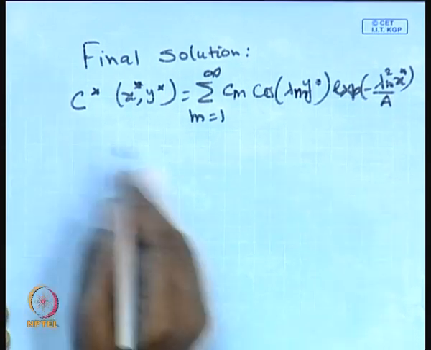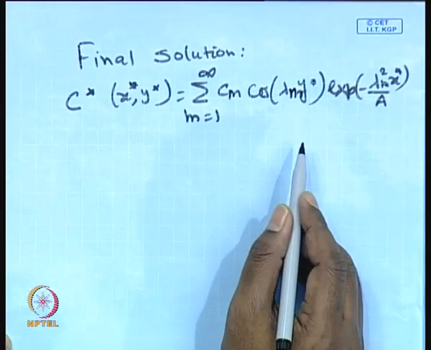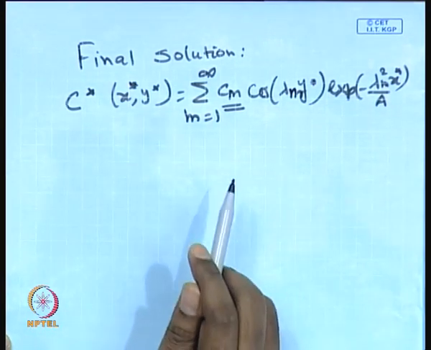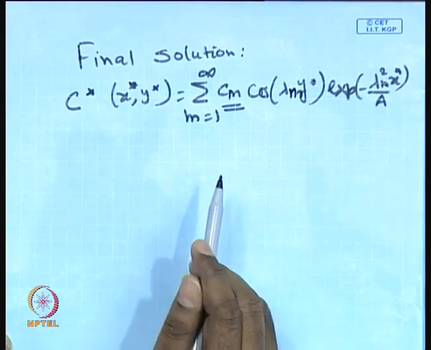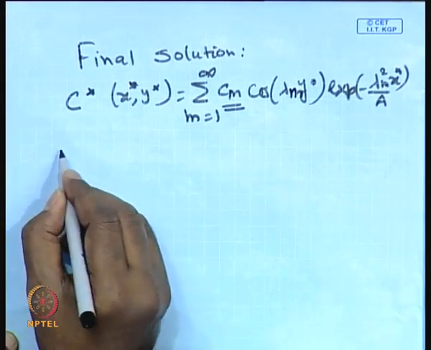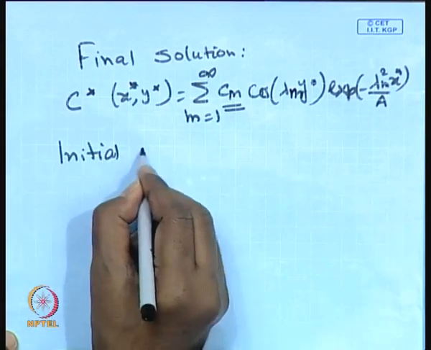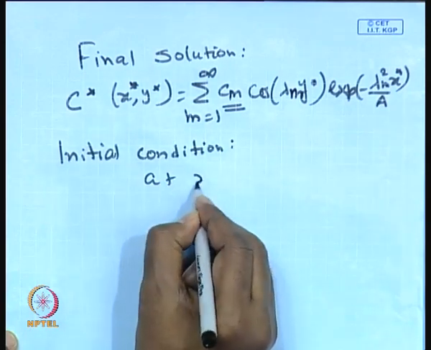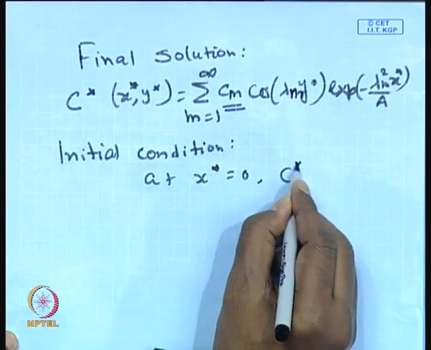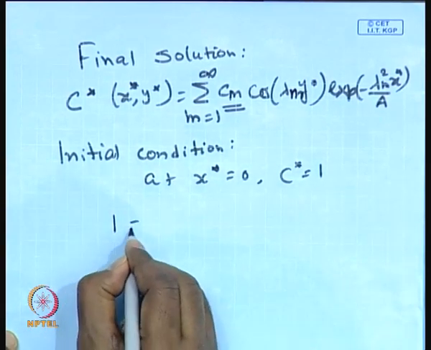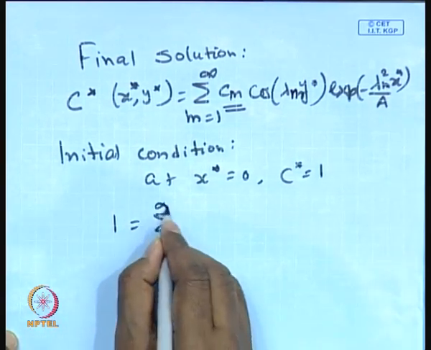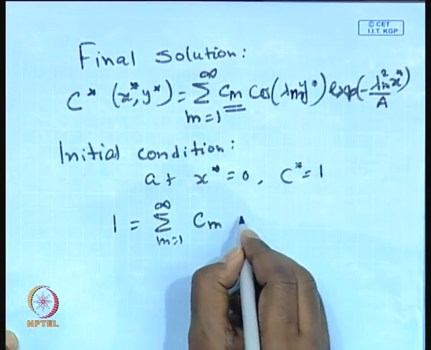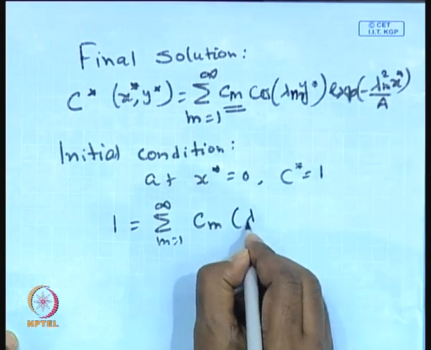Now, the whole solution is formulated except the constant C m. That will be obtained from the non-zero initial condition, the one condition we are still leaving to utilize. The initial condition becomes, at x star equal to 0, C star is equal to 1. So, you will get 1 is equal to the summation from m equal to 1 to infinity of C m cosine lambda m y star.